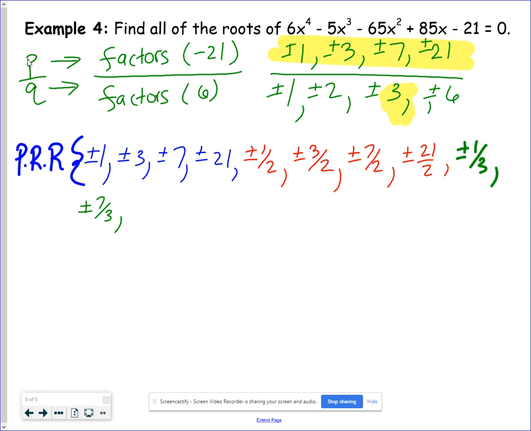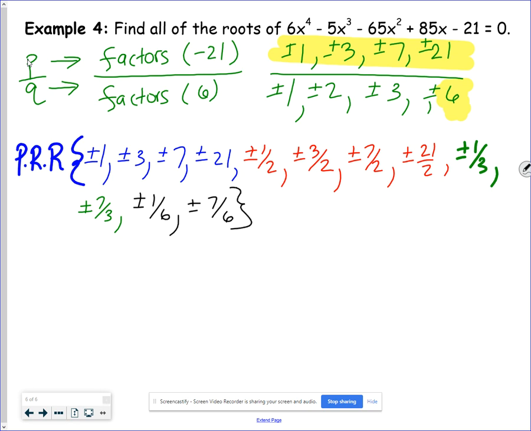So now let's write each of the numerators over 6. See if we end up with any new ones for this one. 1 over 6, that's a new one. 3 over 6 is 1/2, we already have that. 7 over 6, we don't have. And then 21 over 6, well, 21 over 6 reduces down to 7/2, we already have that one.